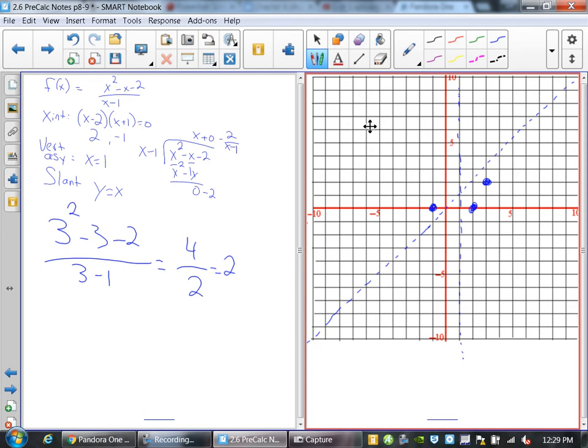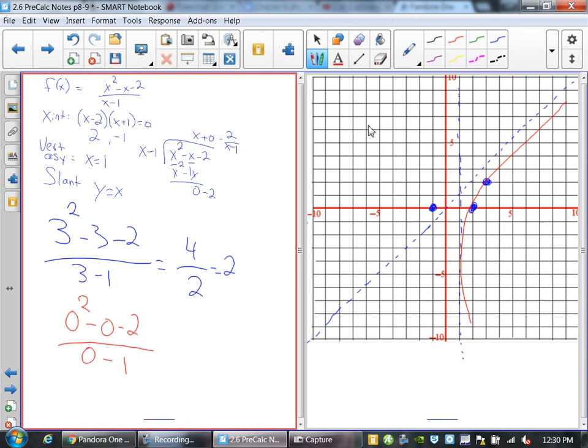With the asymptotes right close to it, you can probably take a guess that it's going to be doing something like this. Let me check the other side. Let's use 0. At 0 it's probably, I bet you it's doing the same thing.